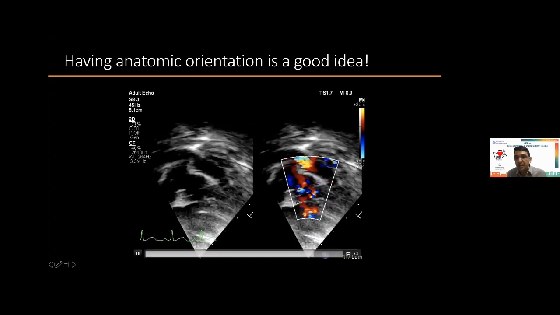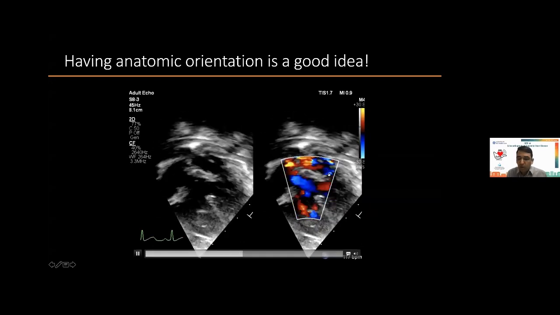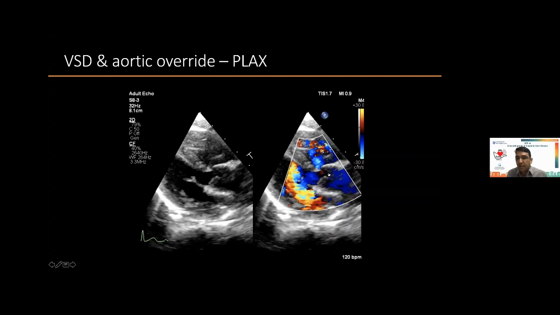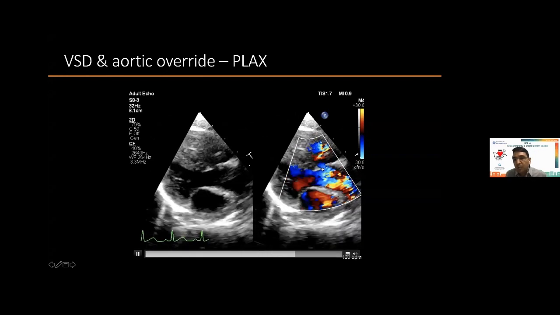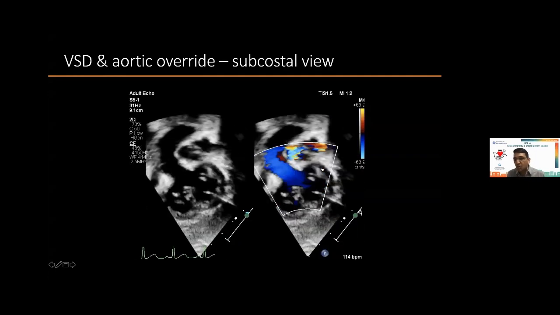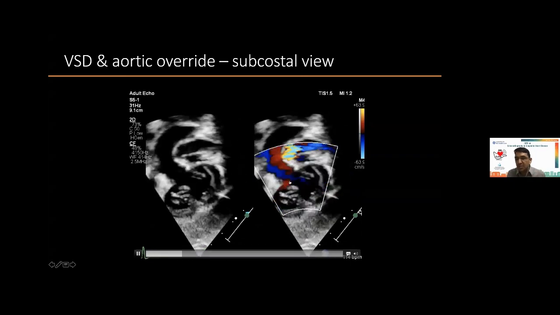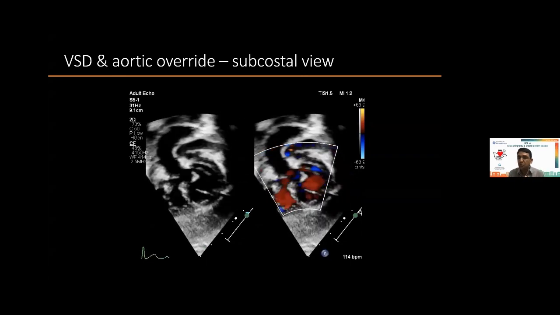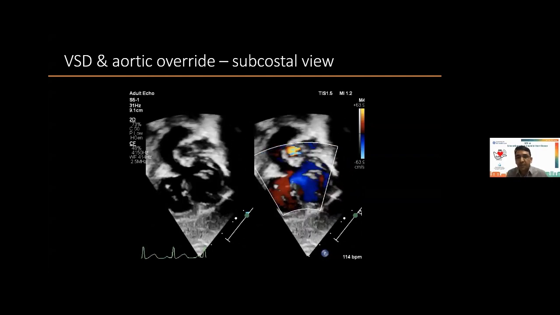Here you can see there is a VSD here, and there is a narrowed outflow, which is also seen. Now, this is aortic override, which is minimal on parasternal long axis view. But if you do the same thing on subcostal view, as you can see over here, override is not as less as it was seen in the parasternal long axis view. So subcostal views are slightly better in terms of defining override.